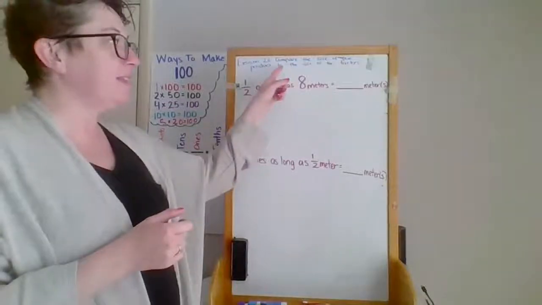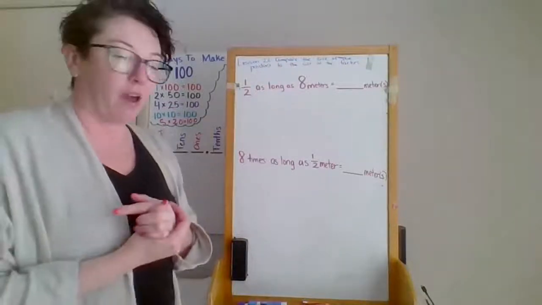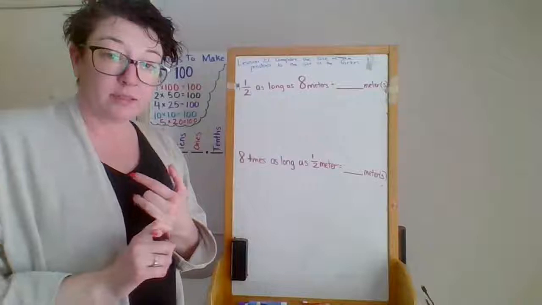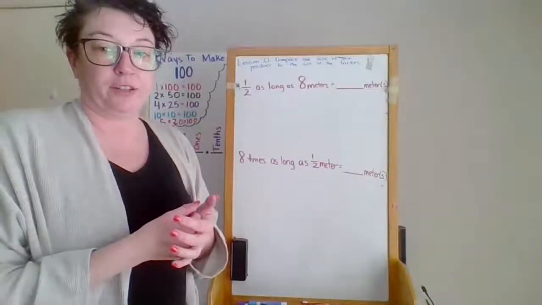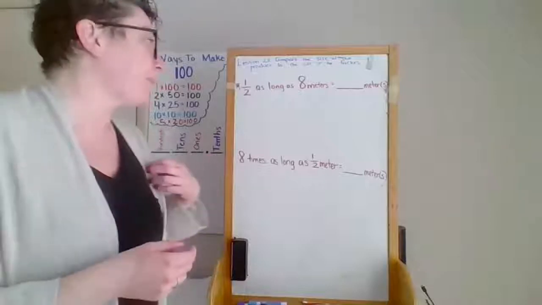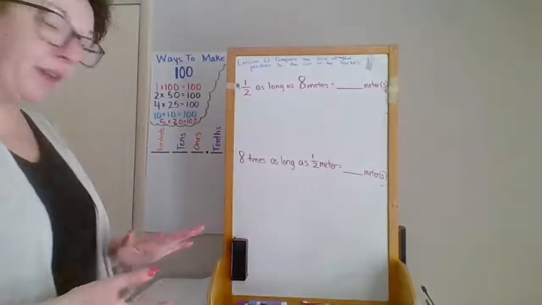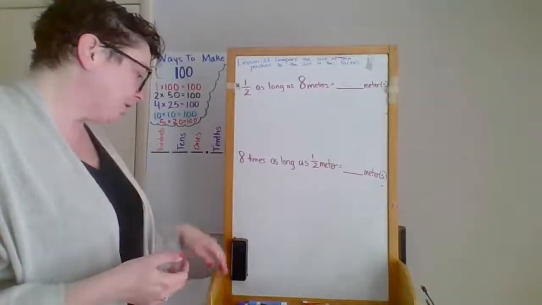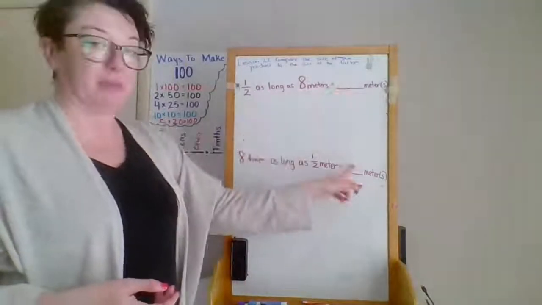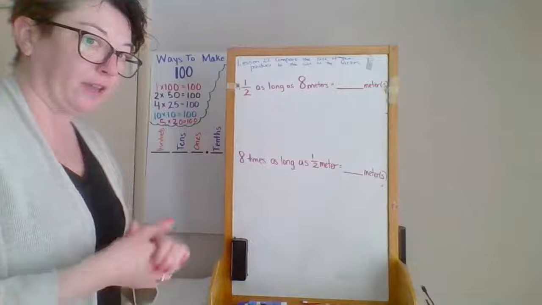We're comparing the size today of the product, which is the answer when we multiply, to the size of the factors, which are the numbers that we multiply. Okay, so if you look at number 1 on your problem set, it wants us to solve for the unknown. So we have missing numbers that we have to figure out.